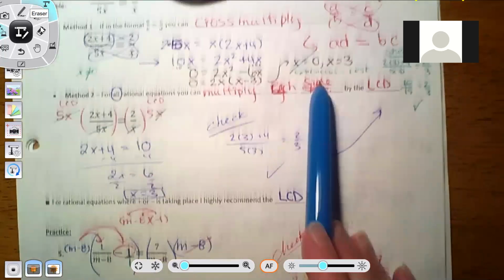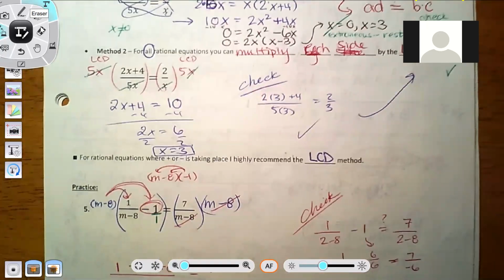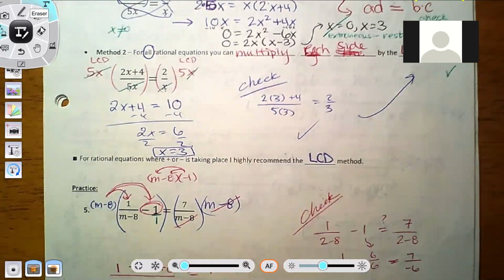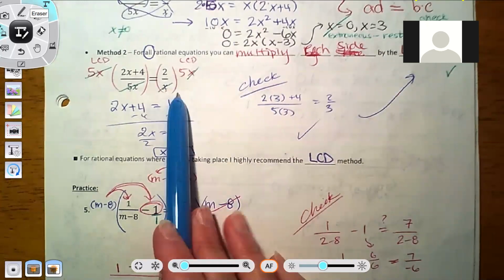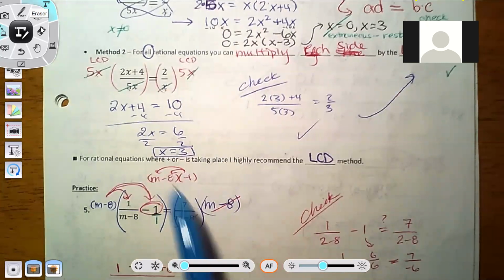The 0 is extraneous because you cannot divide by 0. To check your work, you plug it into the original problem. You also check to see if your answers are restrictions. The restriction here is just that x cannot be 0.